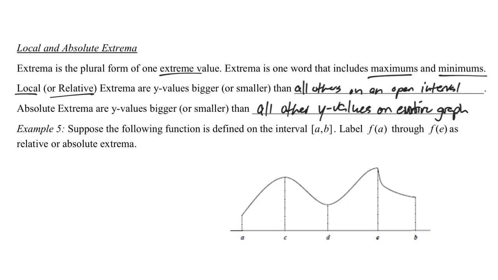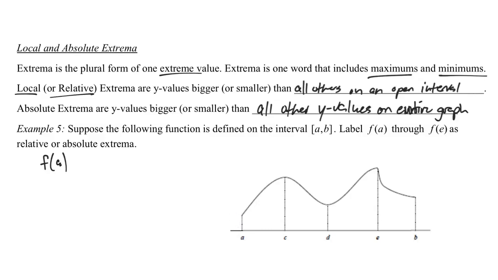And so we're going to label each of these 5 points here as either a relative max, an absolute max, a relative min, or an absolute min, or, as we're going to see in one of the cases, none of those. Let's just start with f of a. f of a is this point right here. Now, this point cannot be a local or relative extrema, because I cannot draw an open interval around it. If I try, there's no portion of the graph on this side. There's no left-hand side of that point. And so that's why I cannot call this local.